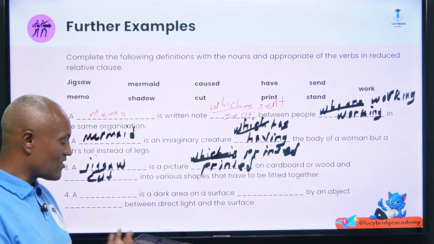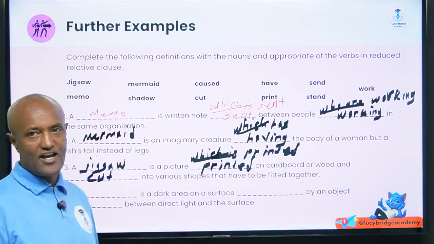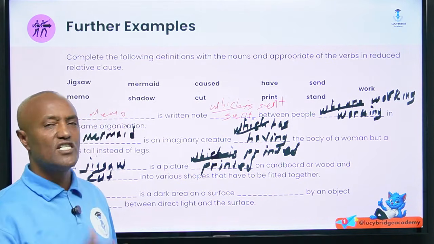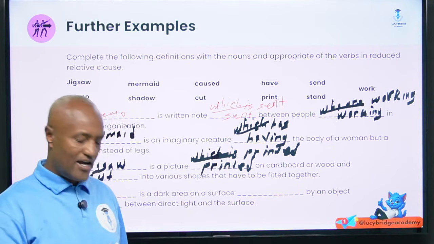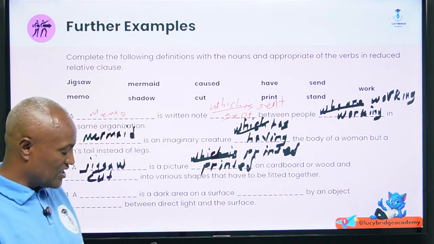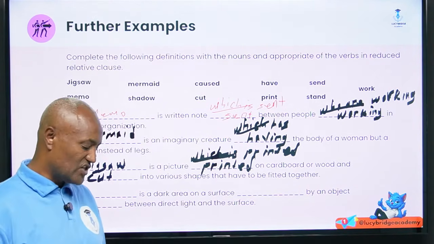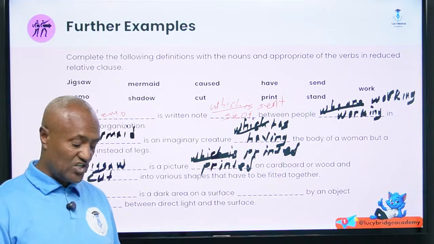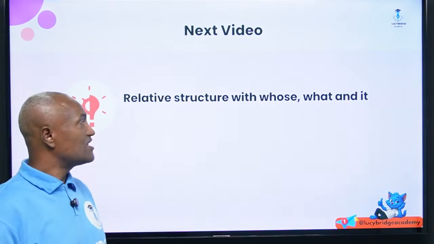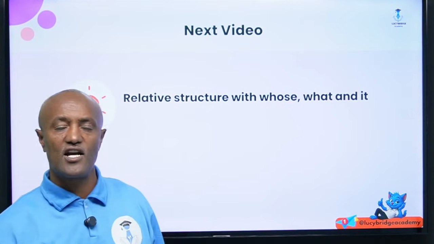And then number 4, I leave for you to try at home. If you are challenged, you can write in the comments. I can make it clear or give you the answer within the next session. So this is what I have about the reduced relative clause.